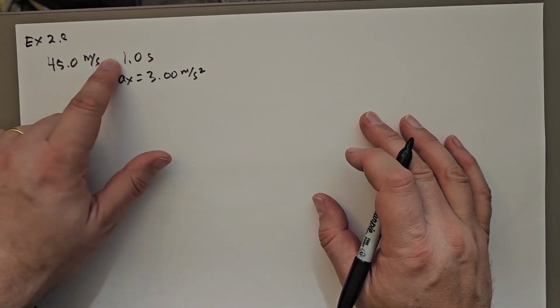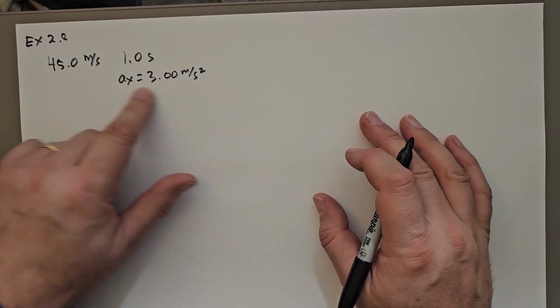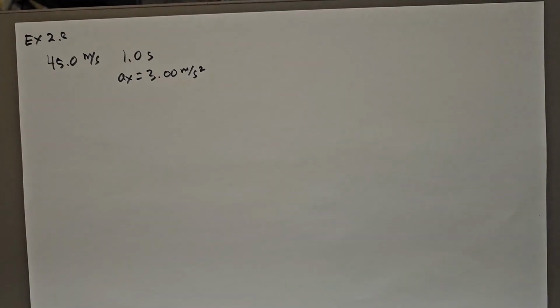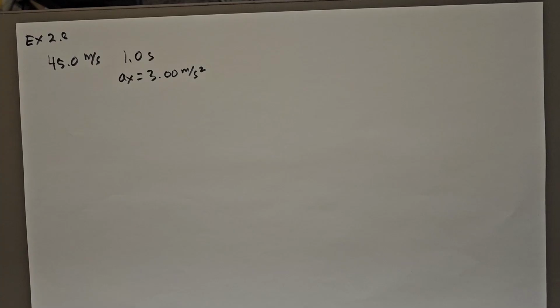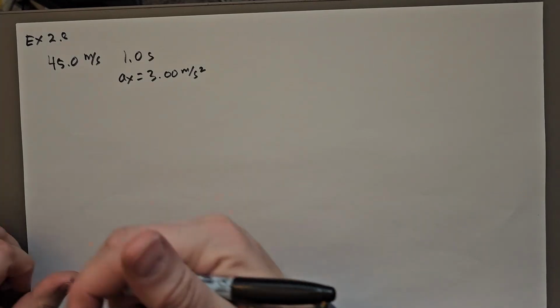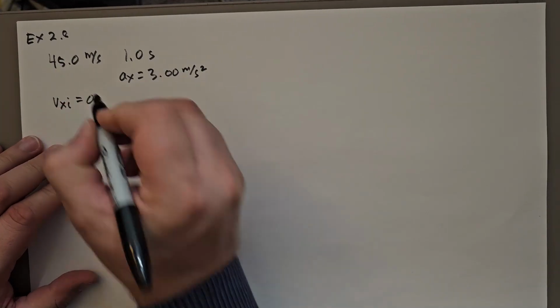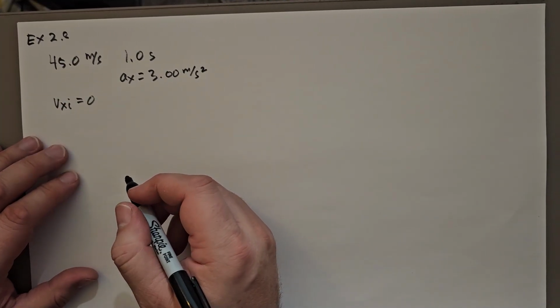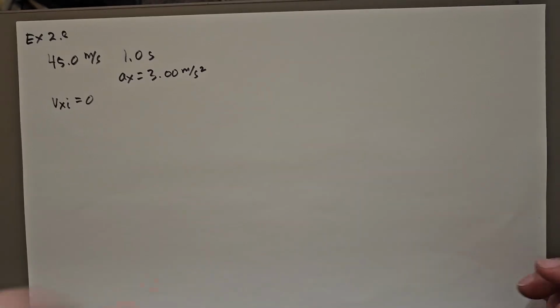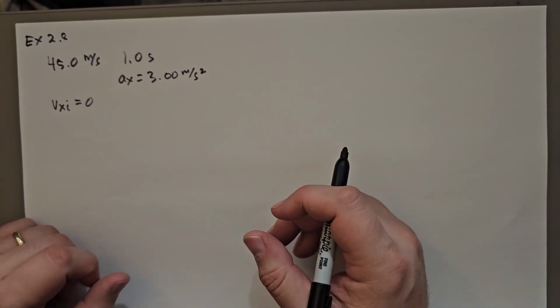Okay, so we want to know how long after. So he takes a speedometer reading, beep, beep, and then he waits a second, and then he starts driving from rest. So the initial velocity is 0, okay? And he needs to overtake the car. So he needs to pass the car.